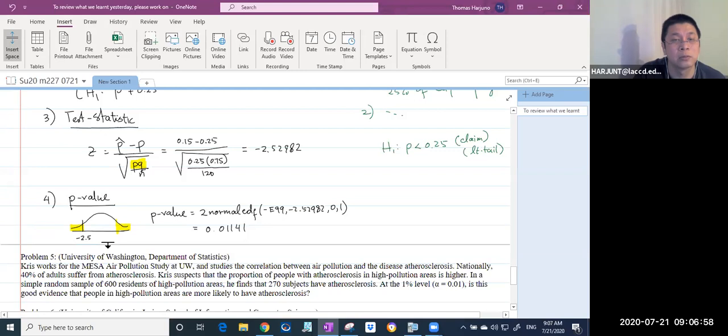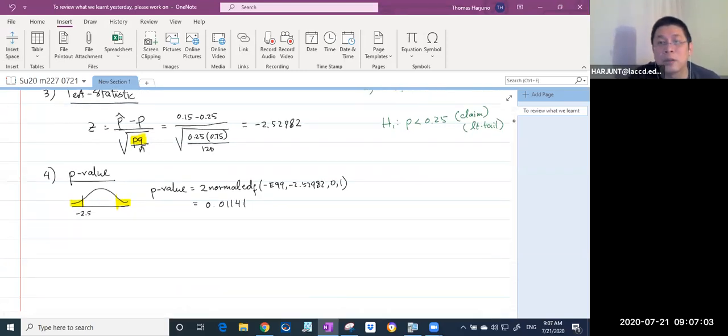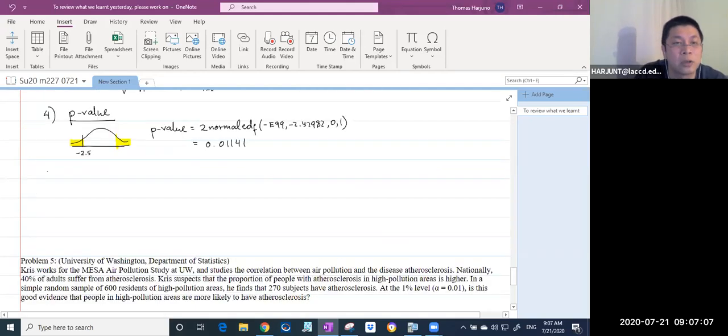I think the alpha is 5%, isn't it? Yeah, the alpha is 5%. We still reject null hypothesis. So step 5, informal conclusion. We still reject null hypothesis. And then step 6, conclusion.